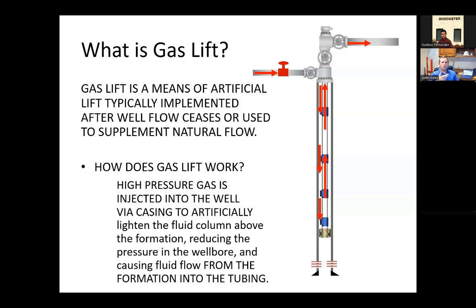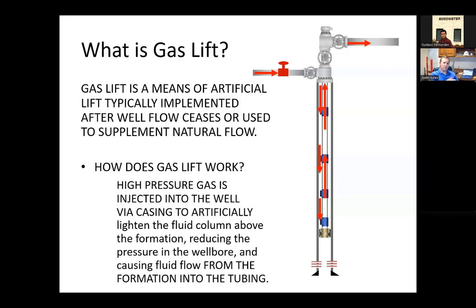Now, how does it work? Well, I had already mentioned that gas lift requires high pressure gas to be used. And so you inject high pressure gas via either the casing annulus, casing tubing annulus, or if you're using annular lift, down the tubing to flow up the casing. Depends on your application and the amount of production that you want to use. But you're using high pressure gas to lighten the fluid column above, to lighten the fluid gradient, and ultimately allow the well to flow on its own.